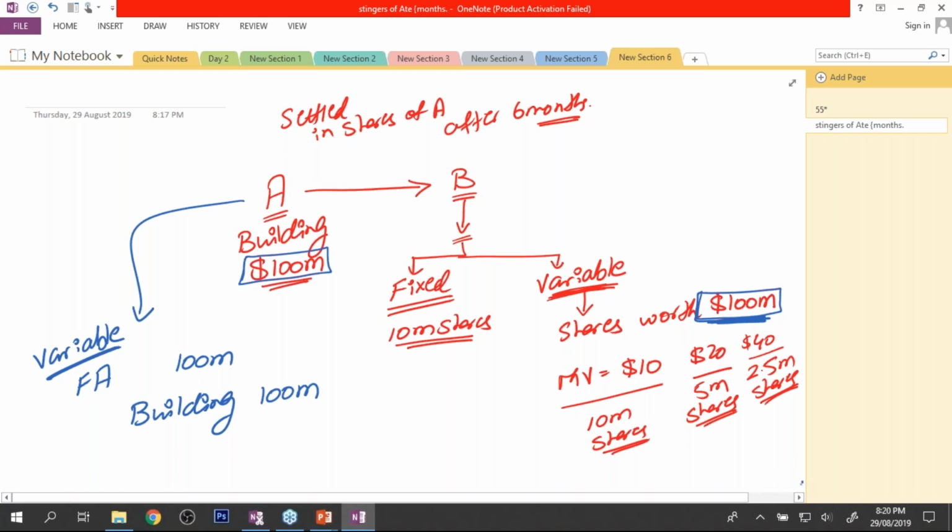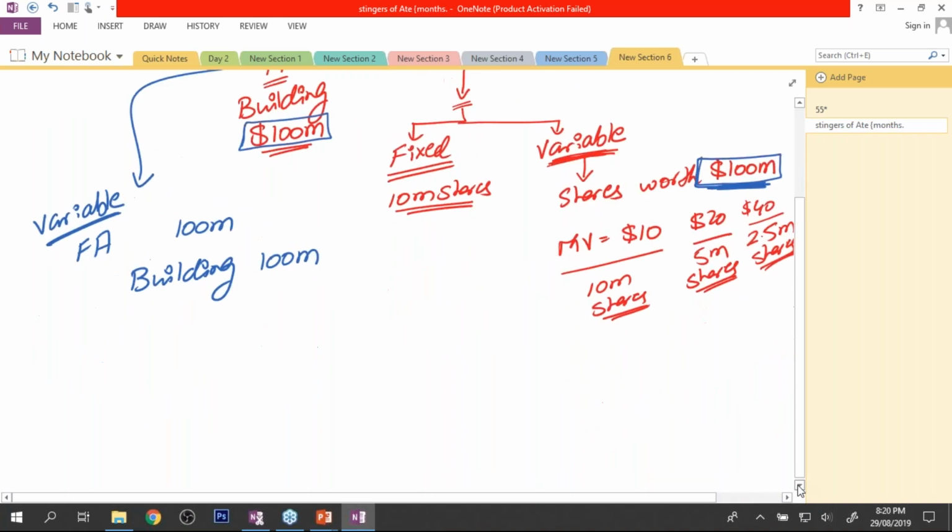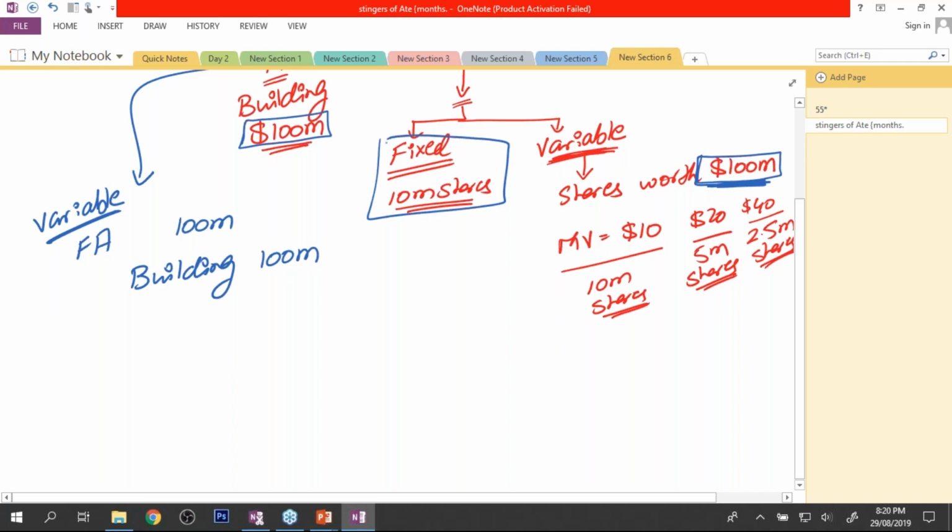But if B says I am going to give you fixed shares, in that case, A should make an entry of building credit and equity debit. So if the number of shares is variable, we treat it as a financial asset. And if the number of shares is fixed, we treat it as a part of equity.